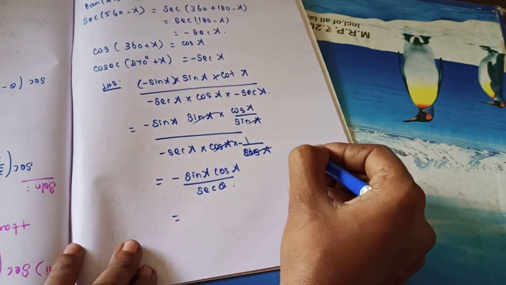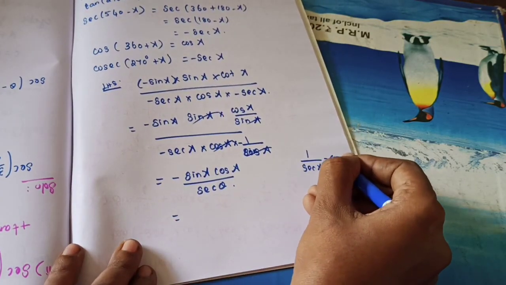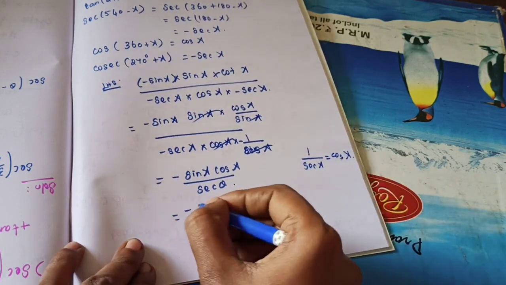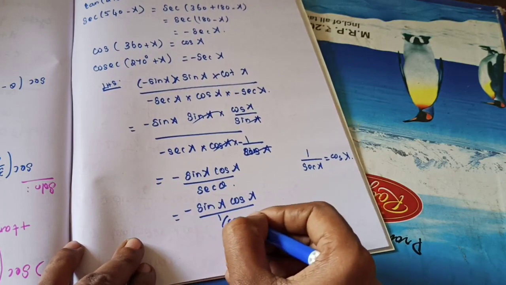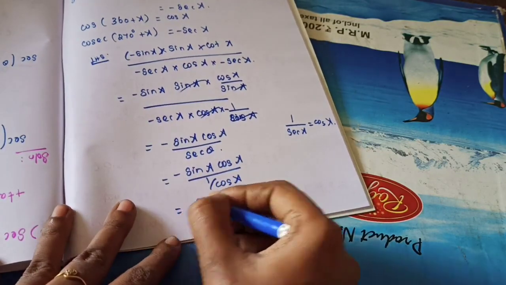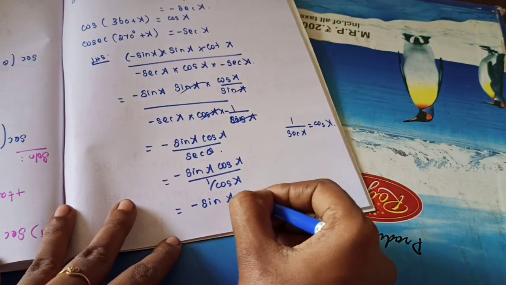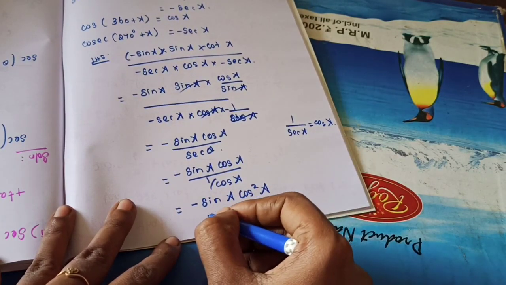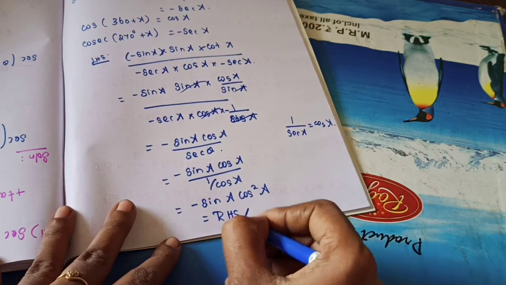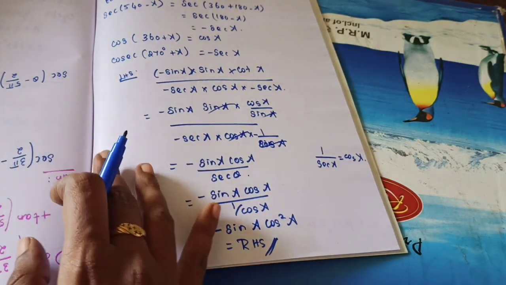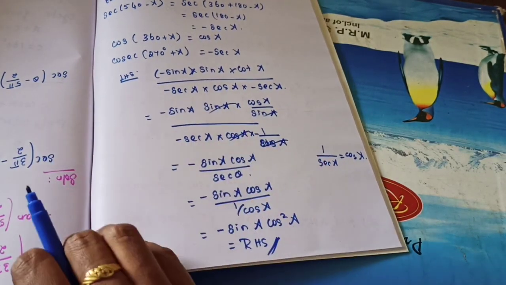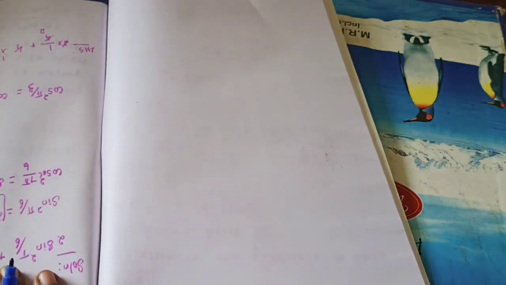So 1 by secant a cos a, correct? Cos a, again you can put it. So minus sin a cos a, secant a means 1 by cos a. If you bring this to a square, minus sin a cos square a. This only you need to prove, correct? Understand? Have you got it? Find out all the values, substitute here, use reciprocal ratios, you will get that. Understand, students? Okay, let's move to the next question.